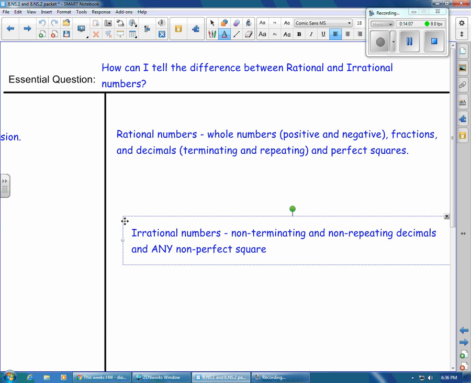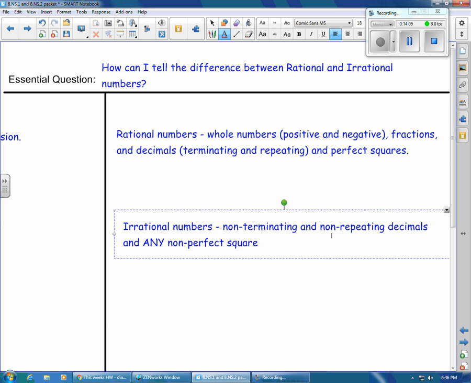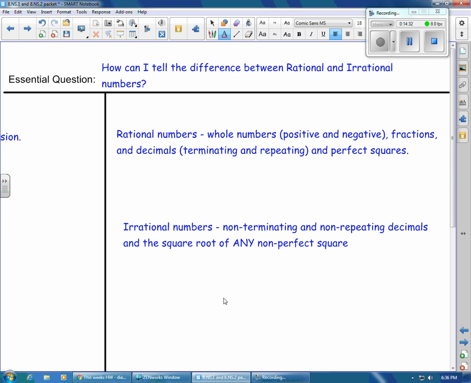Irrational numbers, what are they? Non-terminating, non-repeating decimals, and taking the square root of any non-perfect square. Just because it's a non-perfect square doesn't make it irrational as long as it's not under the radical. I hope that it was clear in the lesson.